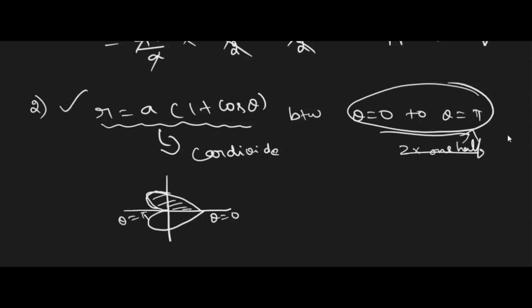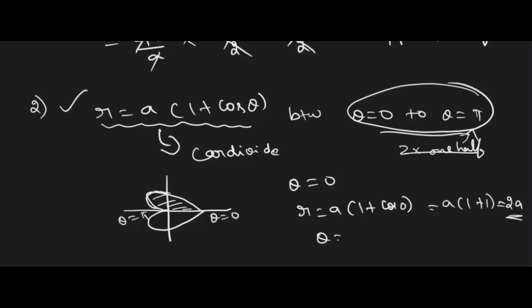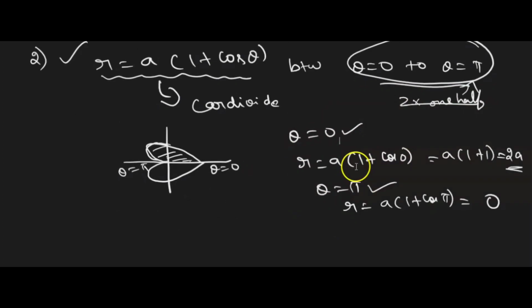So how are we going to fix the limit? And one more thing, if you don't know how to draw the cardioid, you just substitute theta is equal to 0. When theta is equal to 0, r will become a into 1 plus cos 0. So a into 1 plus 1 is equal to 2a. So when theta is equal to 0, what is the value of r? 2a. So you will get some idea how to draw this. So when theta is equal to pi, r will become a into 1 plus cos pi. Cos pi is minus 1. So r will become 0. When theta is equal to pi, r will become 0. So you will get an idea how to draw the diagram.